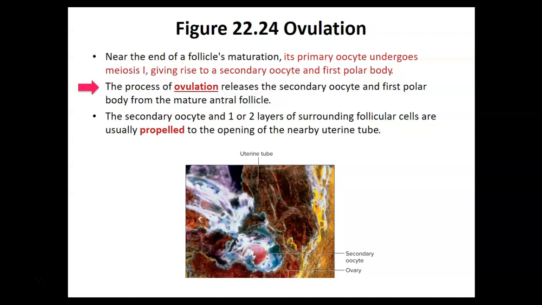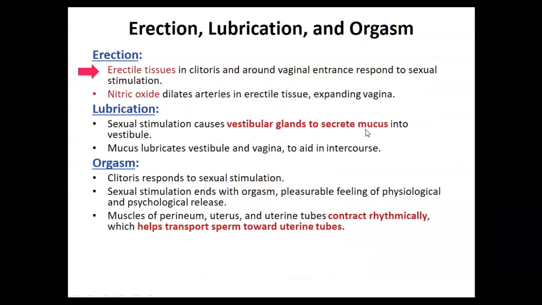The process of ovulation is going to physically expel that secondary oocyte or the ovum off of the ovary and into the fallopian tube. Now, one note I want to make is I always call it the fallopian tube. Your book calls it a uterine tube. Potato, potato, okay, guys? Same thing, so don't get confused by that.